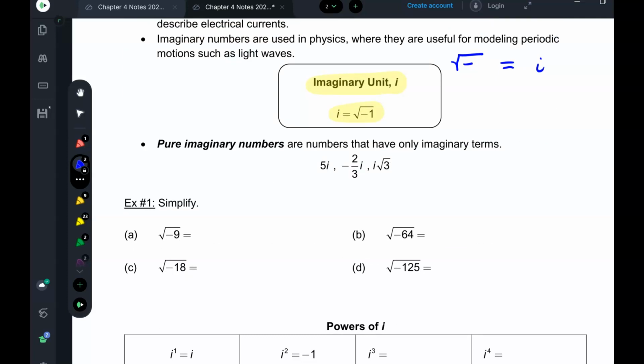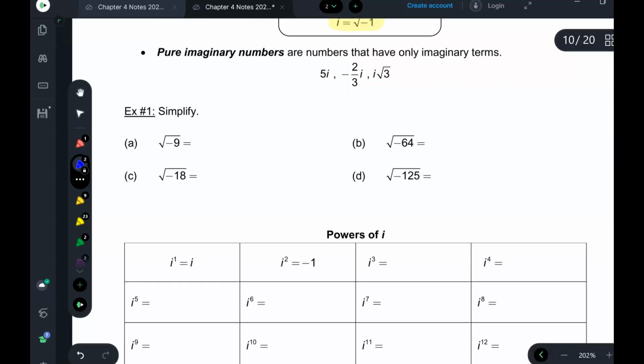So here are some examples. 5i. You can have a fraction, negative 2/3. You can have a negative in front. You can have i times the square root of 3. i is not a variable, okay? Again, i stands for imaginary unit. So i is not a variable.